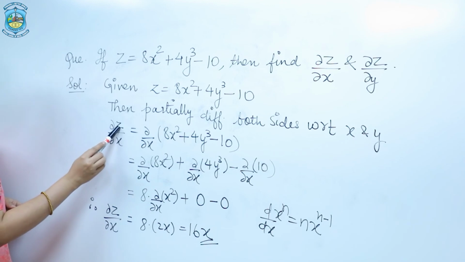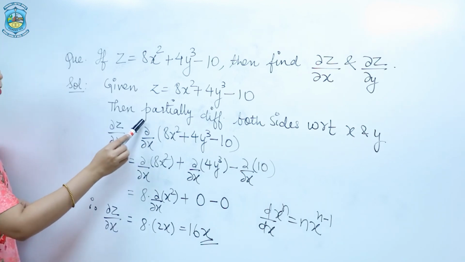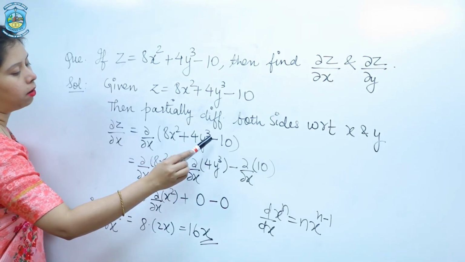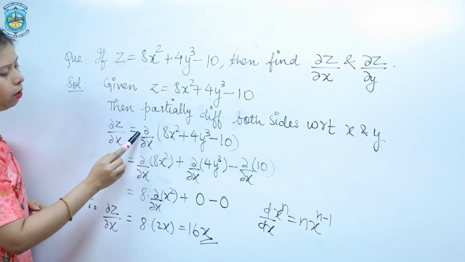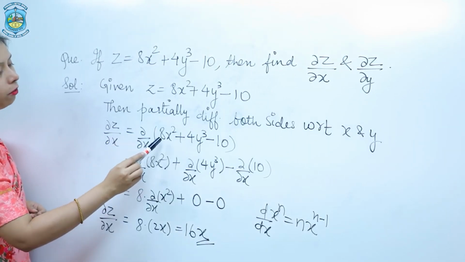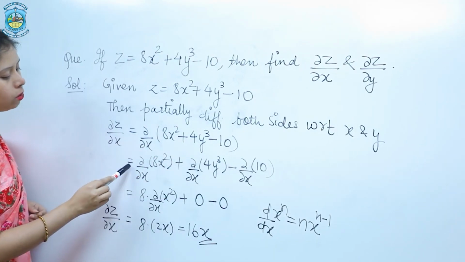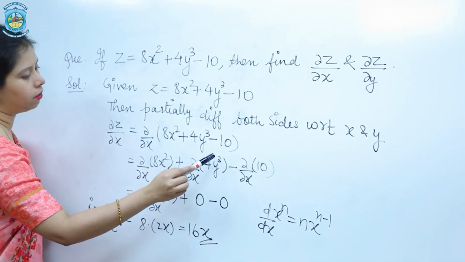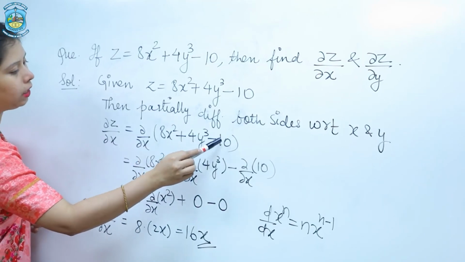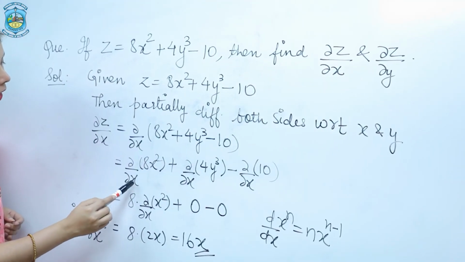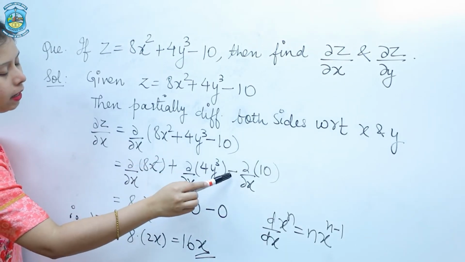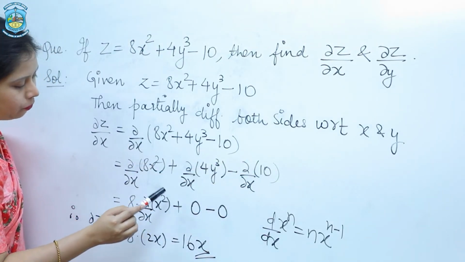So on differentiating z with respect to x, we get del upon del x of 8x square plus 4y cube minus 10. Now here using the rule of differentiation, that is the derivative of the sum of functions is equal to the sum of the derivative of the functions. So here del by del x will get multiplied with each term and we get del upon del x of 8x square plus del upon del x of 4y cube minus del upon del x of 10.